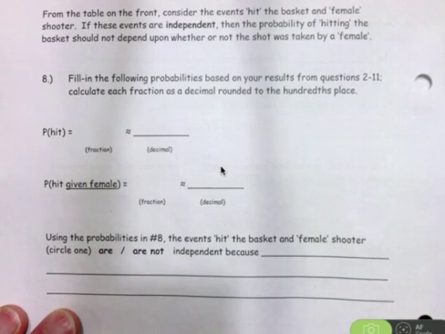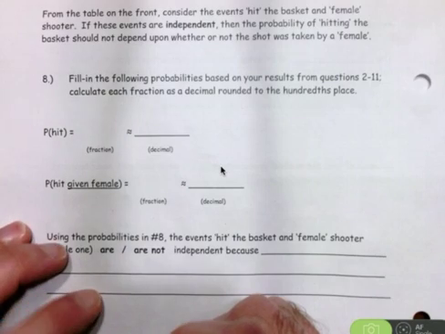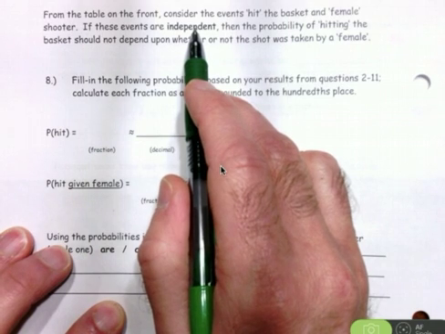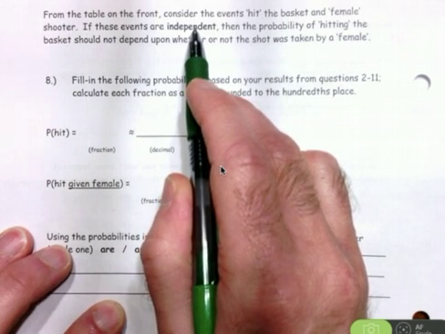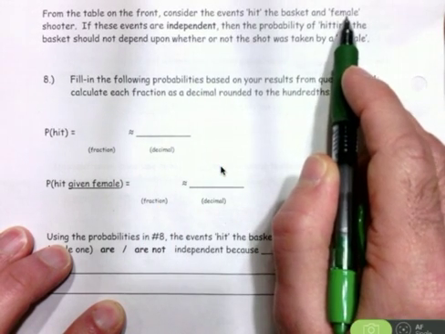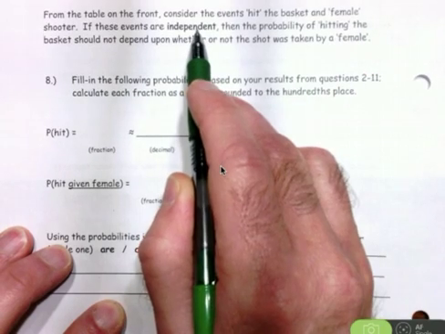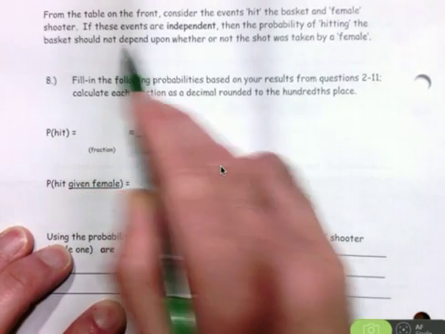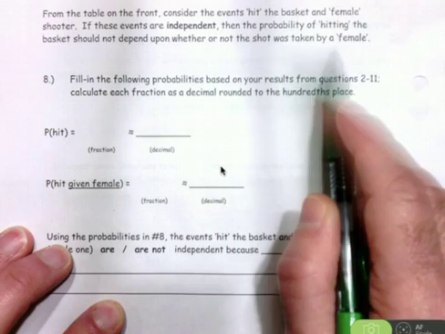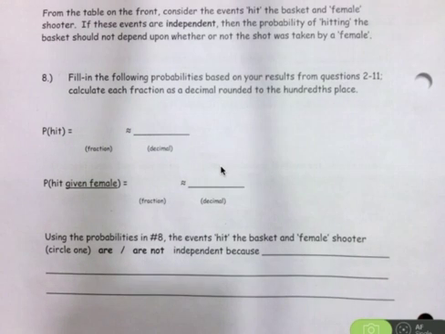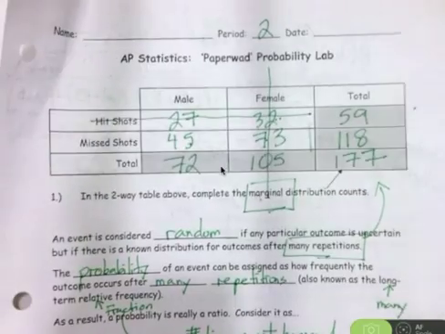Let's look now at one of the ways that we can make a decision by using probabilities, or essentially by comparing. So events are independent if one event does not have an impact on the probability of another event. So let's consider the events hitting the basket and the shooter being a female. So if these events are independent, then the probability of hitting the basket should not change. It should not depend upon whether the paperwad shot was taken by a female or not. So let's take a look, before we look at third period's data, let's look at second period's data.